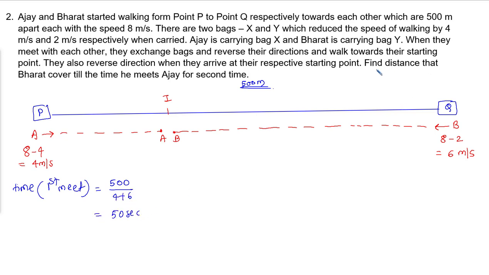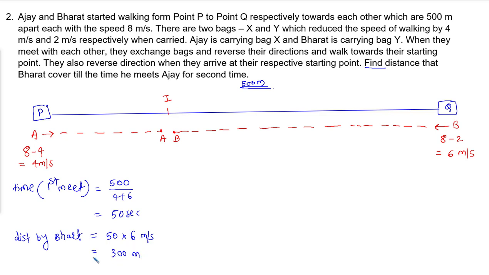What we need to find? We need to find the distance traveled by Bharat covered till the time he meets Ajay for the second time. So over here the distance traveled by Bharat is going to be how much? Let's have a look at it. 50 seconds, and every second Bharat traveled 6 meters. So the distance is equal to time into speed, that is equal to 300 meters is the distance traveled by Bharat till first meeting.